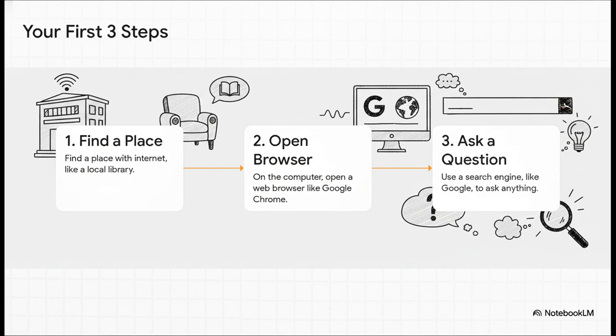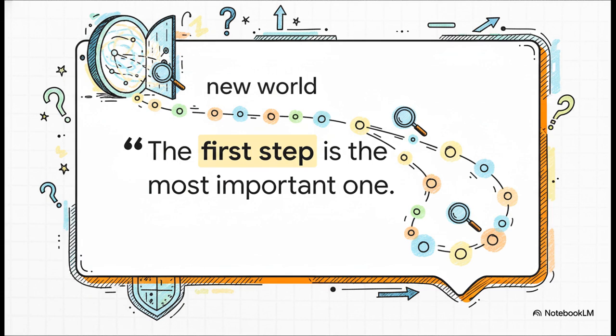Second, on the computer, you'll open something called a web browser. That's just the program you use to get on the internet. And third, you use that search engine we talked about to just ask a question, anything at all. Seriously, just type in something you're curious about. And you know what they say? That first step is always the most important one. It might seem small, but by asking just one little question, you're unlocking this entire new world. So don't be nervous. Just give it a try.